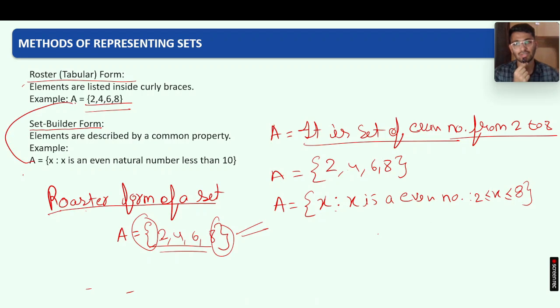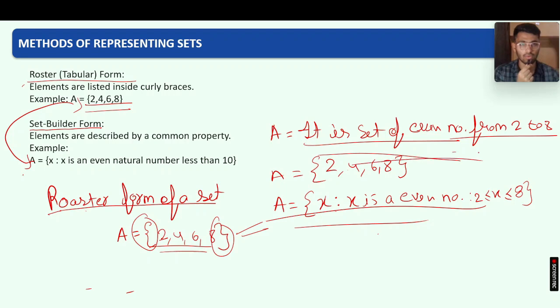So this is the same as this. This is the representation of this. We can also write in this way or in this way. This is also set builder form. Only you have to tell about its property. This is also a property, this is also a property. So set builder form is mainly about properties.